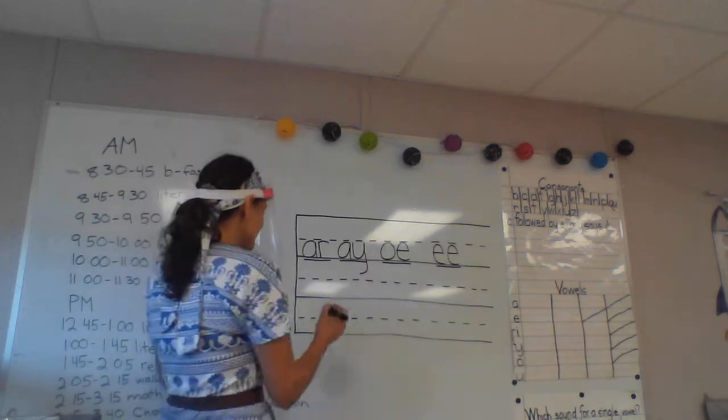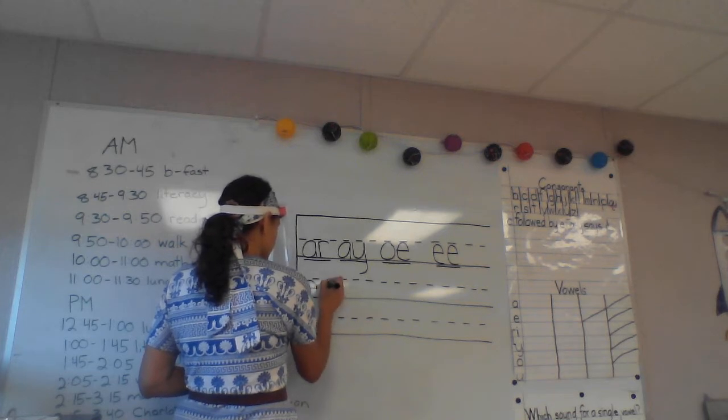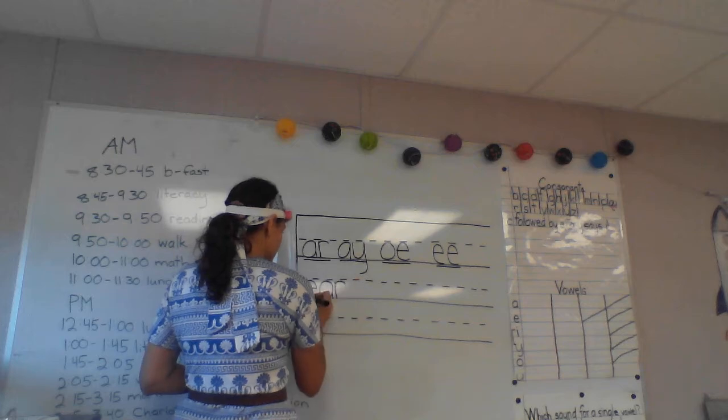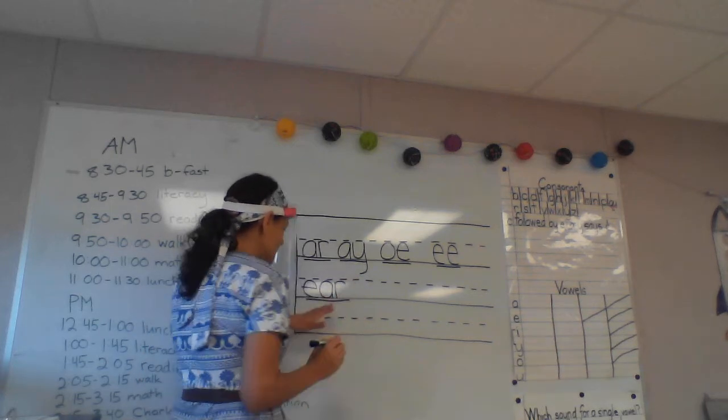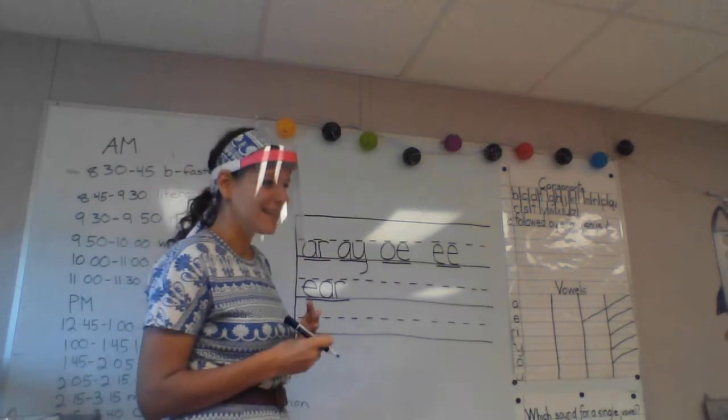All right, this is our the of early. The of early. All right, so if you didn't have that, then write it 3 times and say it while you write it.